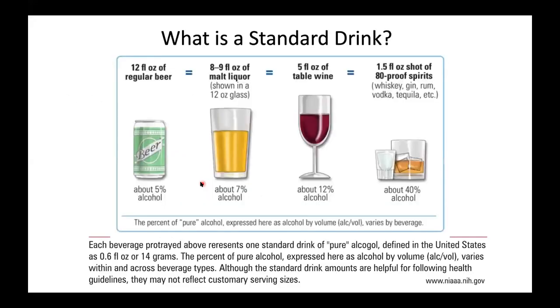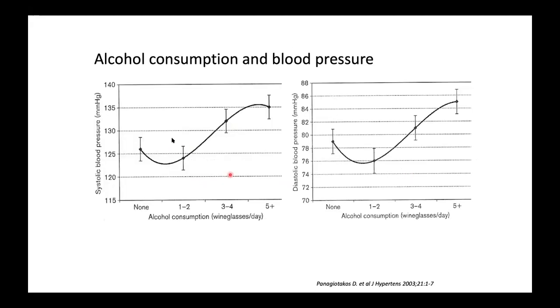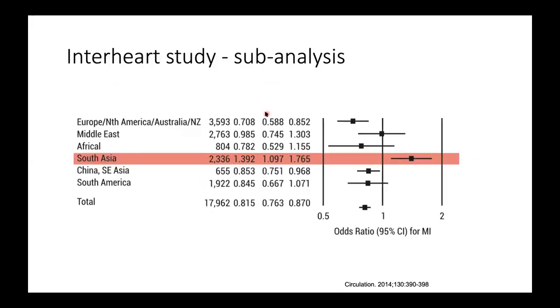But now comes the important issue. What we have seen is that it has a direct correlation with the increase in blood pressure. A meta-analysis has shown that if you decrease the alcohol intake, there will be a decrease in systolic blood pressure of 3 mmHg and diastolic blood pressure of more than 2 mmHg. Alcohol consumption has been shown to have an almost J-shaped curve. Moderation was found to be a little helpful, but increasing consumption was found to have a very, very harmful effect. But it is important to note that in the Indian scenario, this is not holding true.